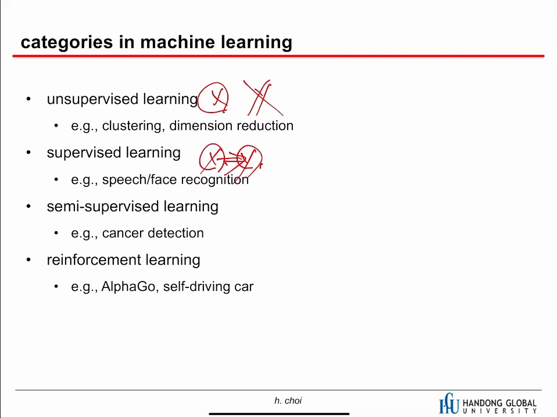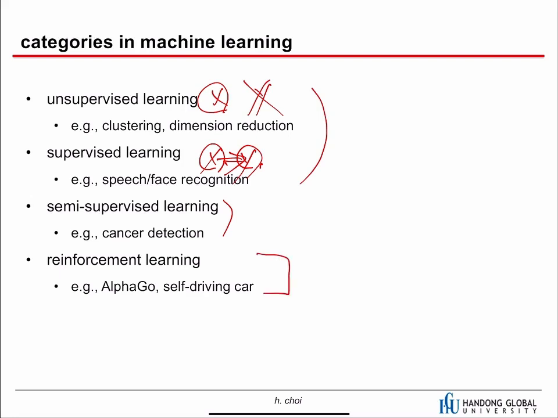Okay, and the next one is semi-supervised learning. Semi-supervised learning is kind of in the middle of unsupervised learning and supervised learning. So some data samples have X and Y, but most of the data samples don't have Y. So in that case, we have to think about semi-supervised learning. And even though in practice semi-supervised learning is really popular, in theory in the textbook we don't have this that much.